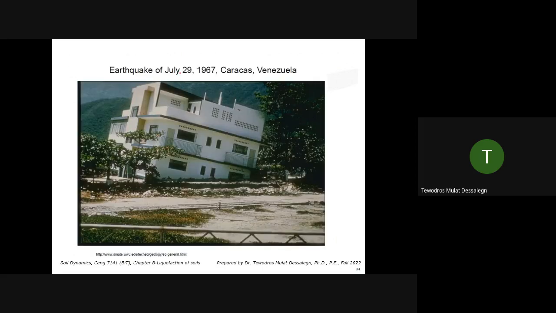Earthquake of July 29, 1967, Caracas, Venezuela. So the entire building is tilting, going down, because it's sitting on liquefied soil during the earthquake. This is unusable after this.